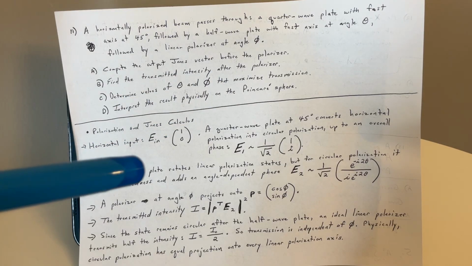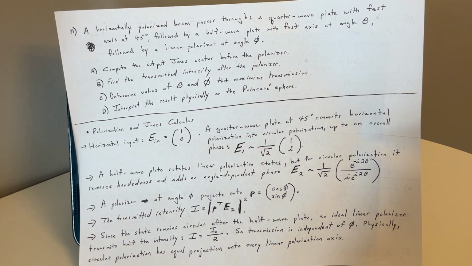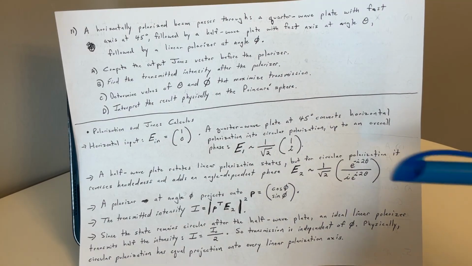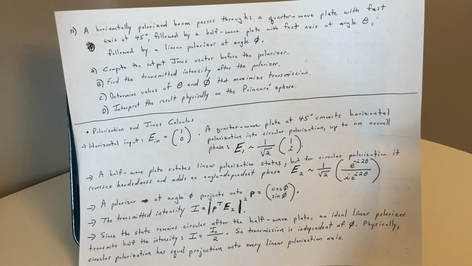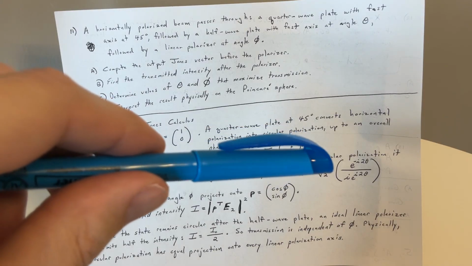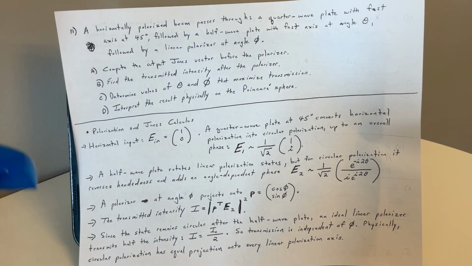So, horizontal input, E sub in is (1, 0). A quarter wave plate at 45 degrees converts horizontal polarization into circular polarization up to an overall phase. E sub 1 approximates 1 over square root of 2, (1, i). And here a half wave plate rotates linear polarization states, but for circular polarization, it reverses handedness and adds an angle-dependent phase. E sub 2 approximates 1 over root 2, (e to the negative i 2 theta, i e to the i 2 theta).